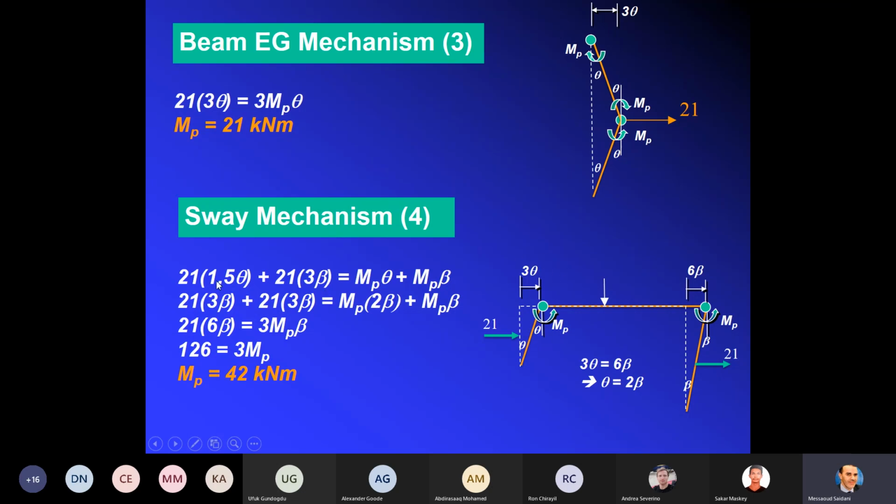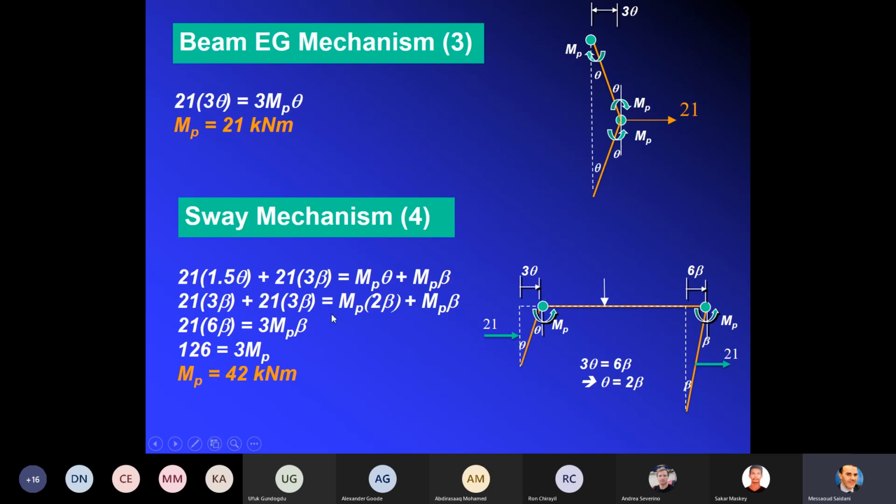So therefore we have 21 times 1.5 theta, okay? Similarly here, it's 21 kilonewtons times the displacement where the load is applied, which is half of 6 theta, so it's 3 theta here. So the displacement here is 3 theta. So we have 21 theta equals, we have MP theta at this joint plus MP beta at this joint here.